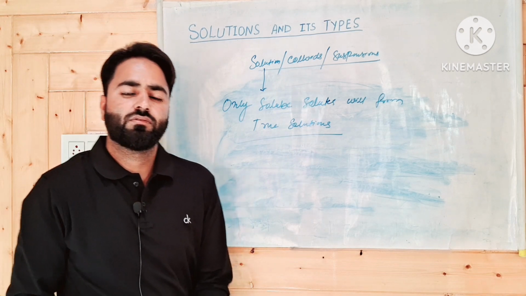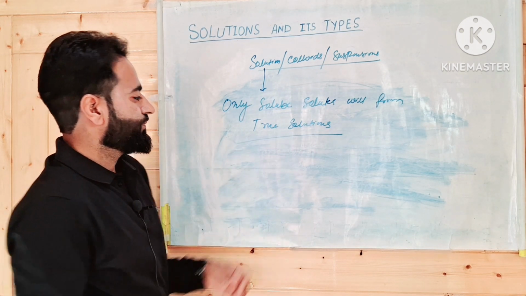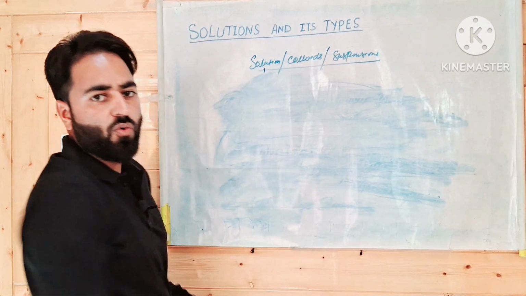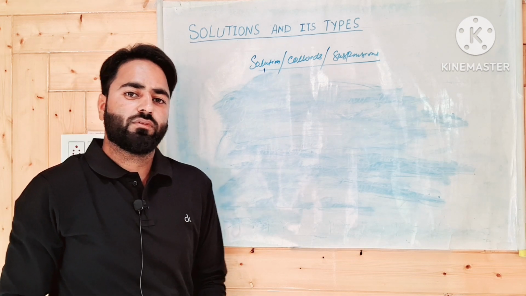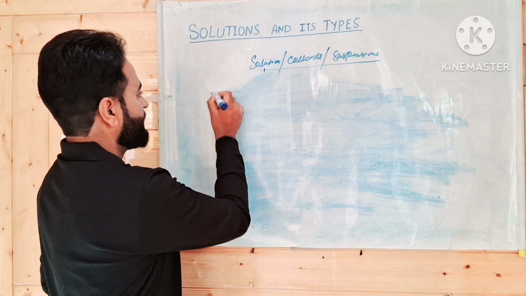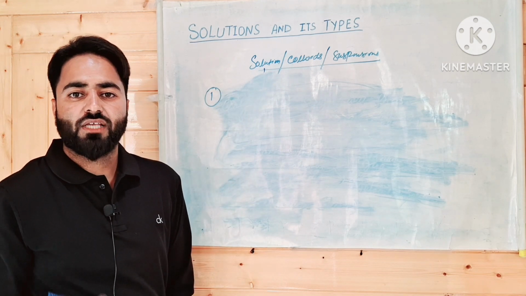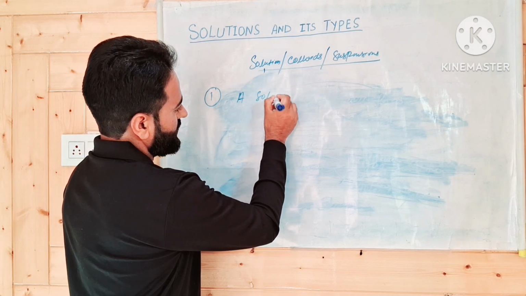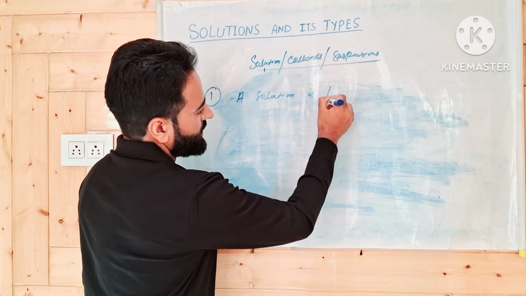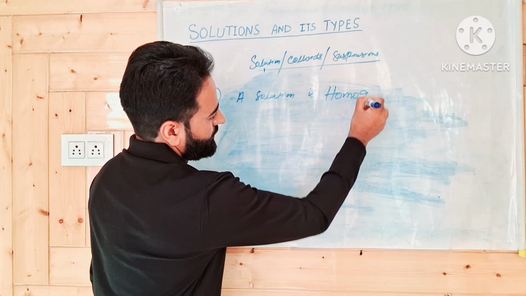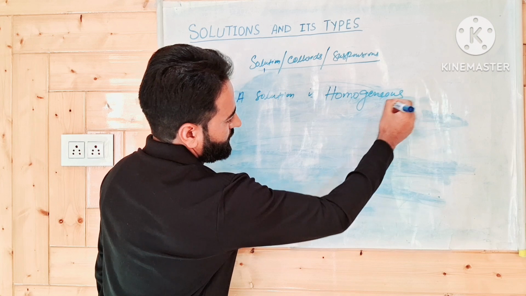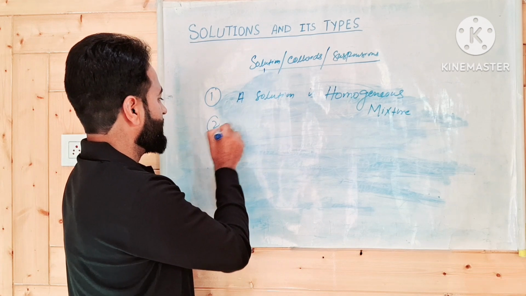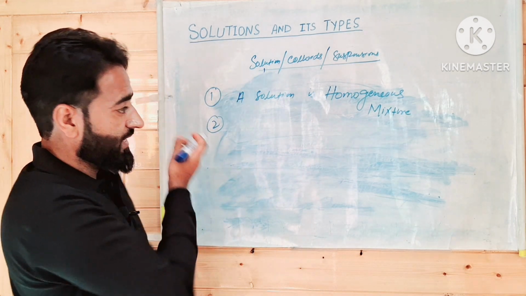Now let's check the properties of these solutions. The number one is a solution is a homogeneous mixture. The second thing is, these are the properties of a solution.